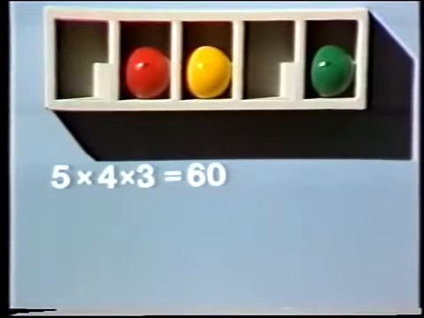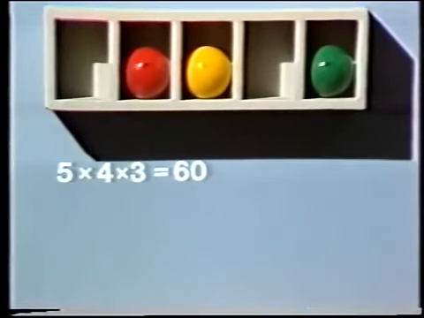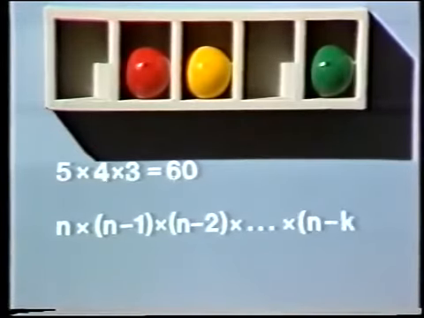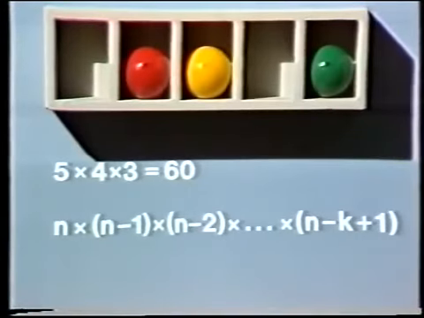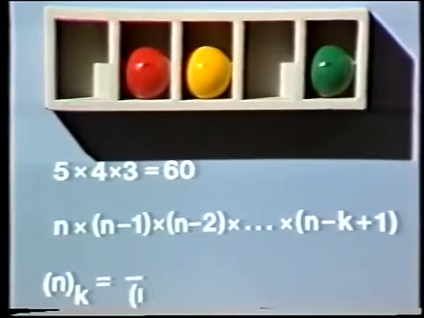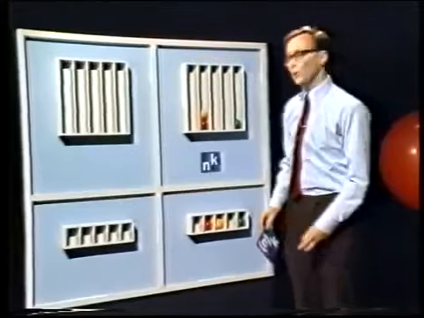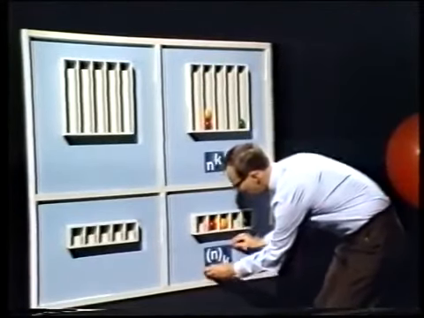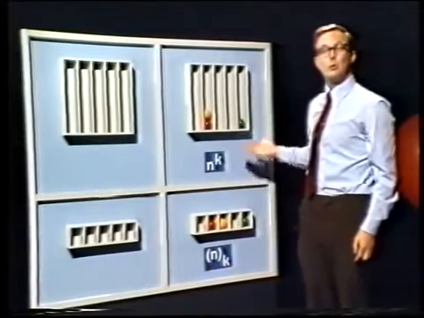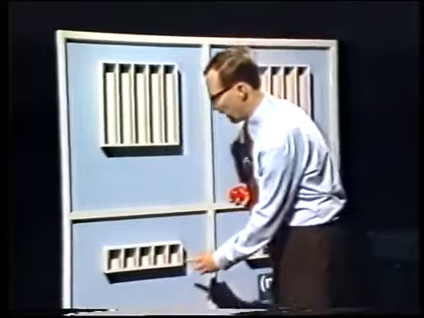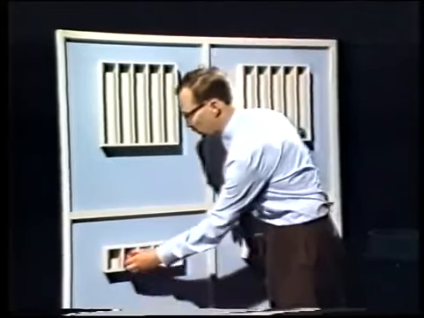And in general, if we have n pigeonholes and k balls, then the number is n times n minus 1 times n minus 2, right down to n minus k plus 1. And we call that n sub k. It's equal to n factorial over n minus k factorial. So the answer is just n sub k. And that deals with the cases where the balls are distinguishable. Let's now see what happens if the balls are the same colour. They're indistinguishable. And we'll deal with the case where there's just one ball in each pigeonhole, like this.